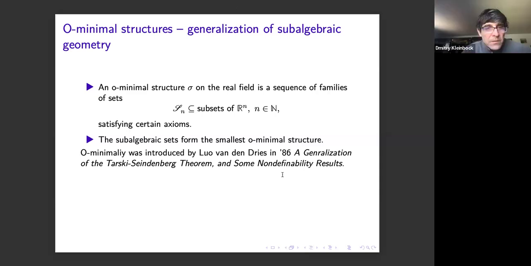Sorry, sub-algebraic is the same as semi-algebraic. Did I say that? Sorry, it's a typo. Yeah, semi-algebraic. Okay, well, whatever. There are no two notions. Sub and semi are the same for me.